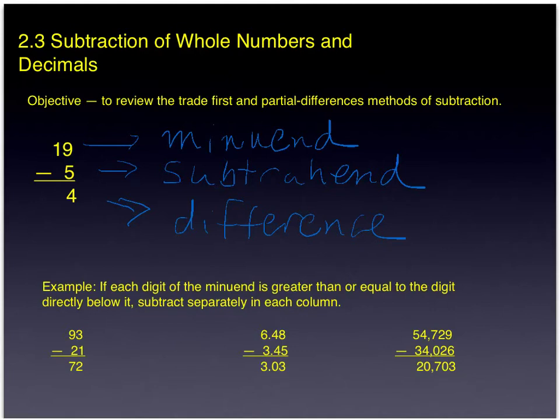to the digit directly below it, subtract separately in each column. So 93 minus 21: 3 minus 1 is 2, 9 minus 2 is 7. And 6 and 48 hundredths minus 3 and 45 hundredths: you have 8 minus 5 is 3, 4 minus 4 is 0, 6 minus 3 is 3. And then in 54,729 minus 34,026, you have 9 minus 6 is 3, 2 minus 2 is 0, 7 minus 0 is 7, 4 minus 4 is 0, 5 minus 3 is 2. Okay?